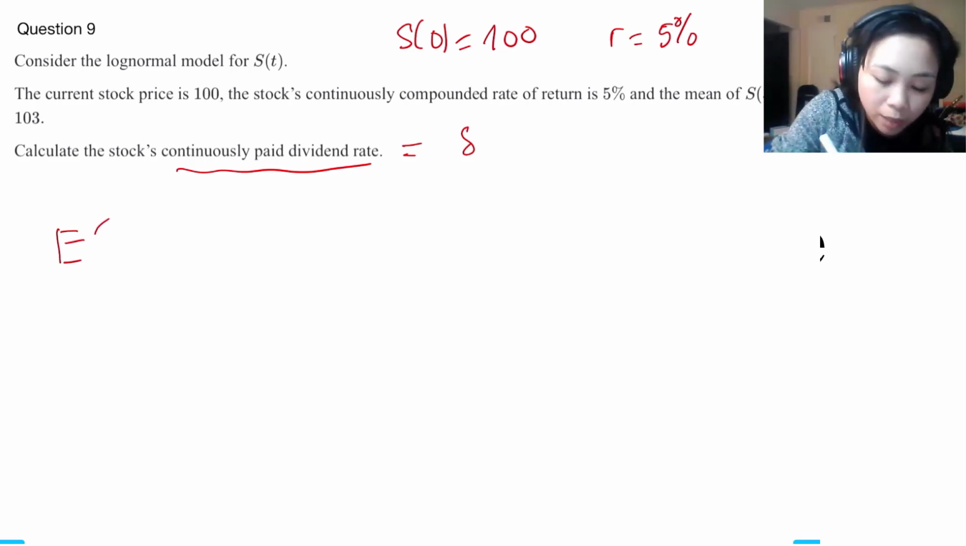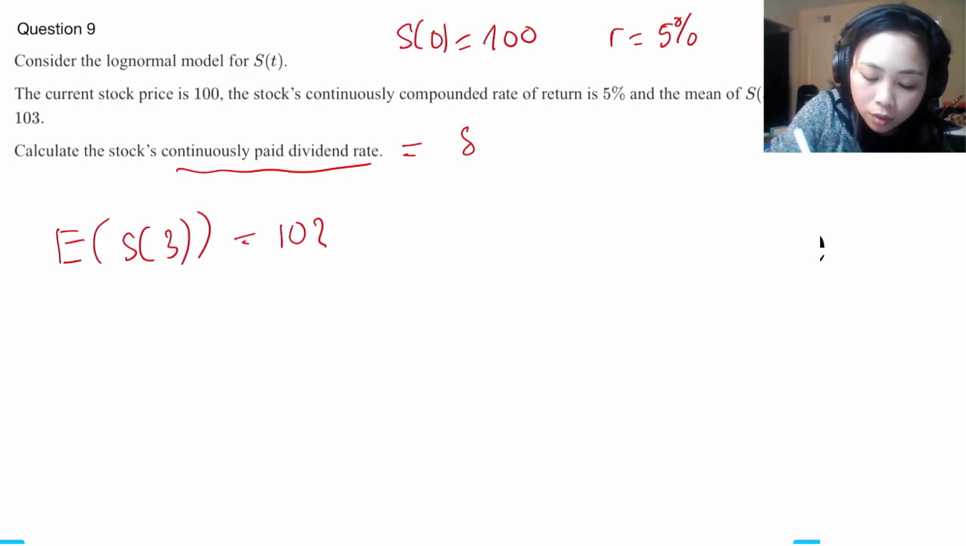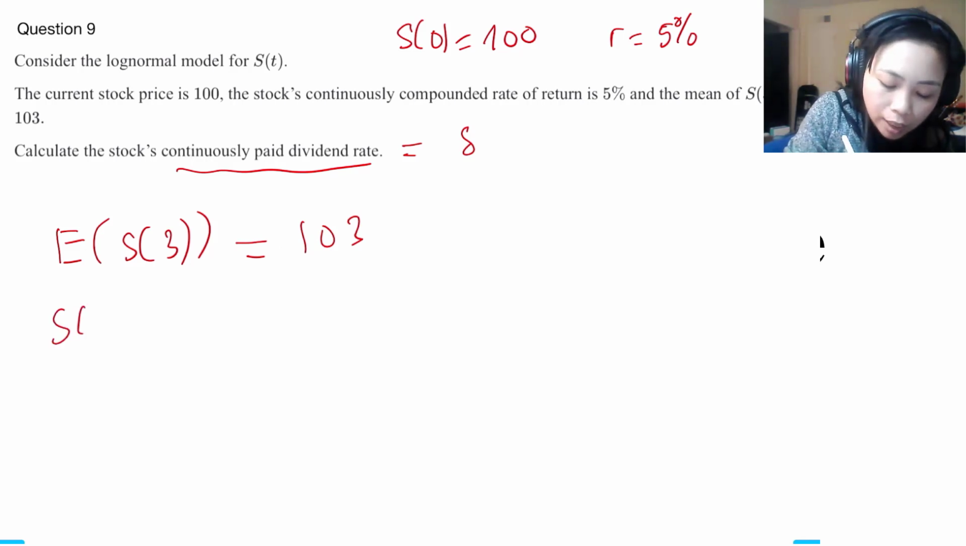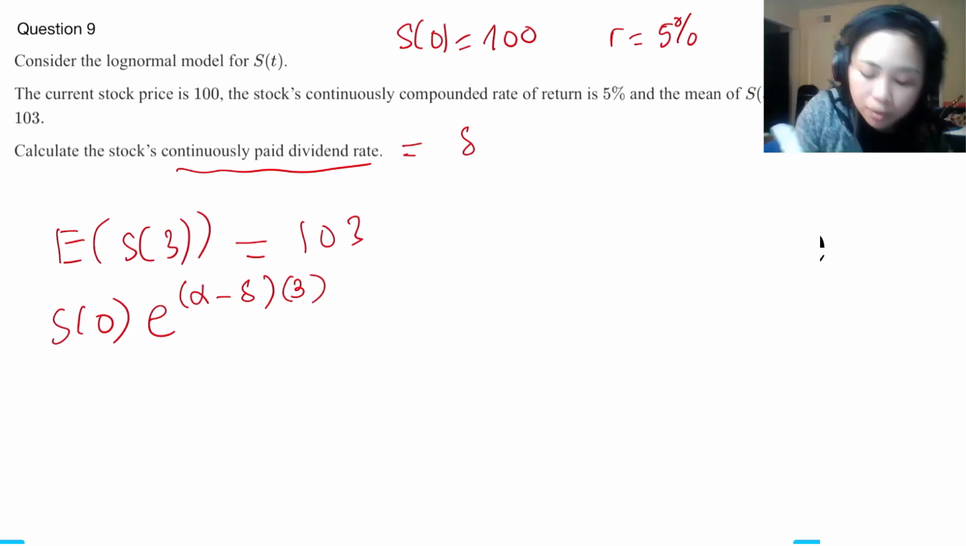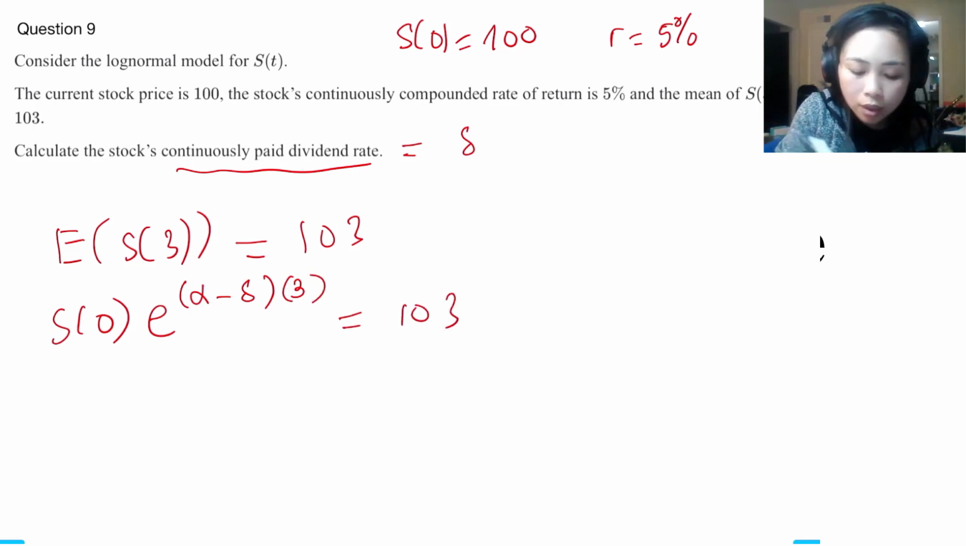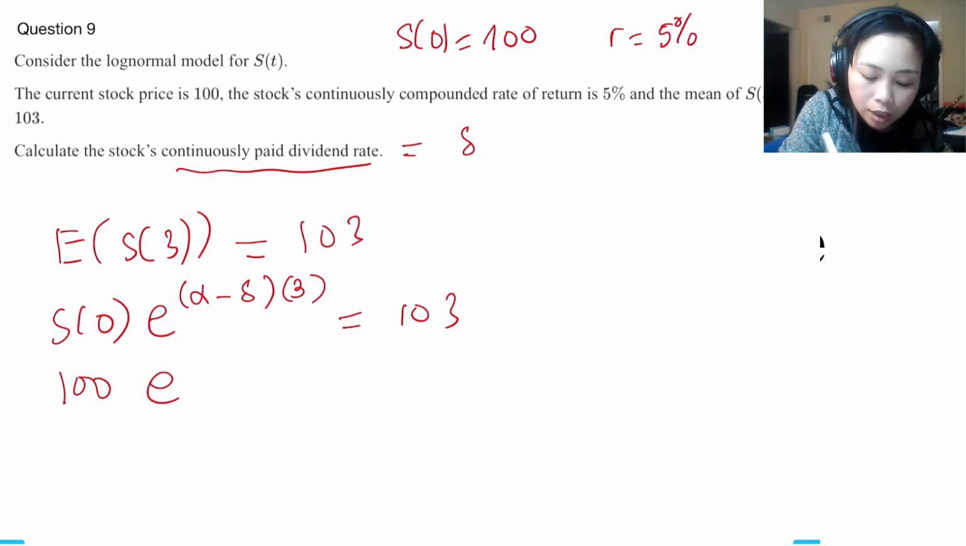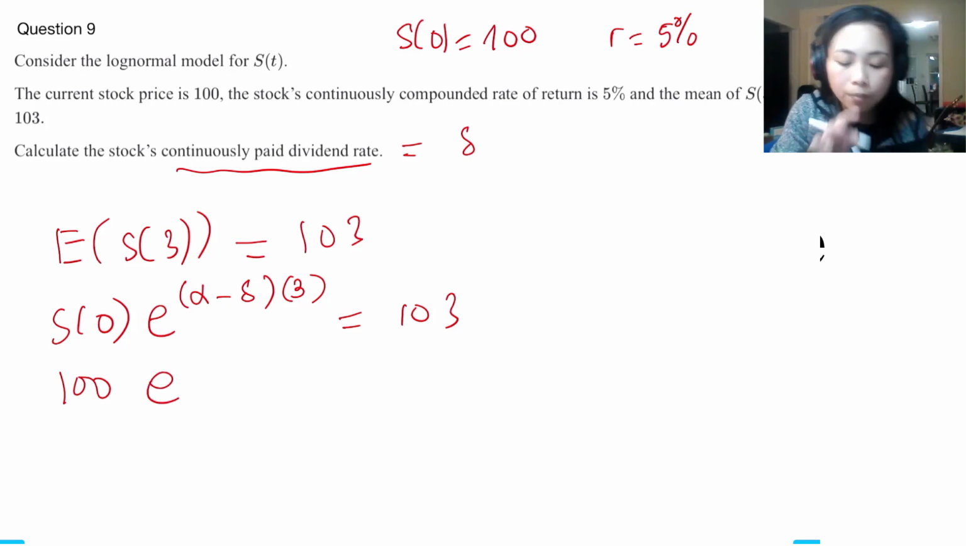So we got 100 e to the 0.05 minus delta times 3 is equal to 103, right? So delta is 0.05 minus 1/3 of the natural log of 103 over 100, right? So let's find the answer. 0.04 is the answer for this problem. That is problem number 9.